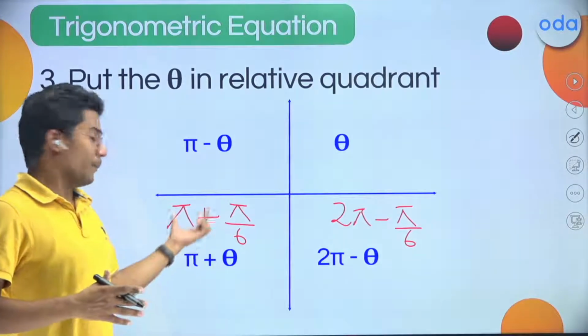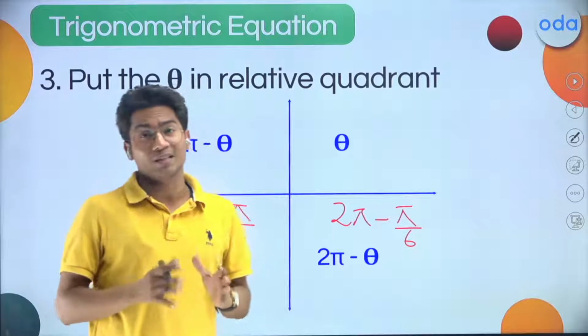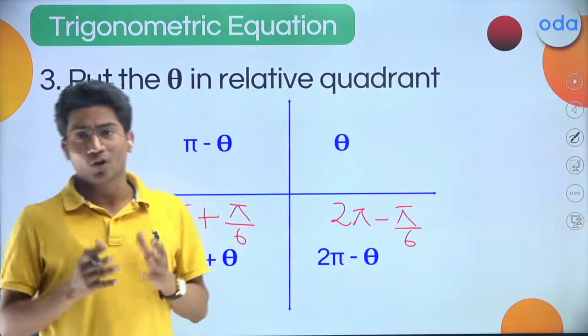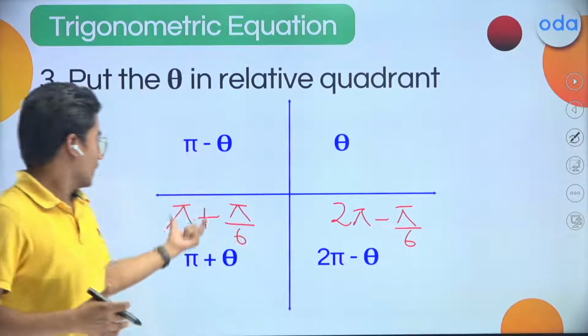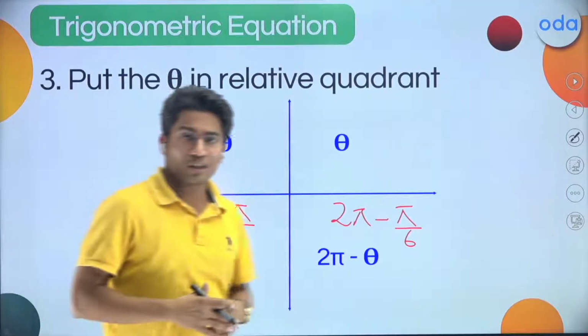This is the answer: pi plus pi by 6 and 2 pi minus pi by 6. So how easy is that? With just three steps, you have got the answer. So here, pi plus pi by 6 and 2 pi minus pi by 6. So you have got the principal values.